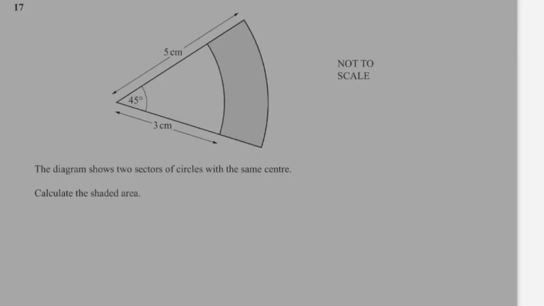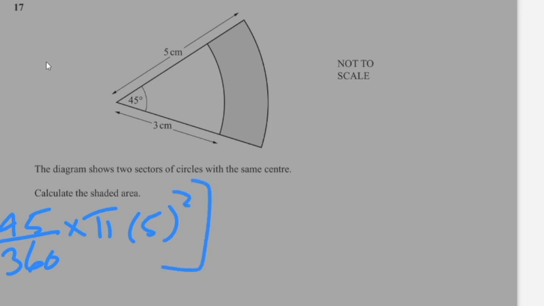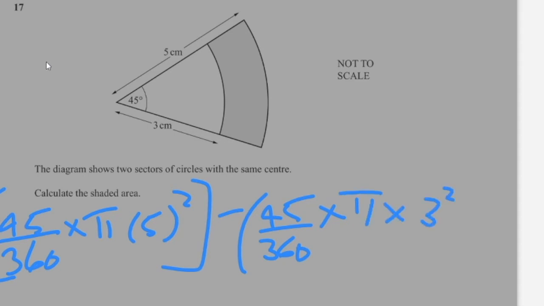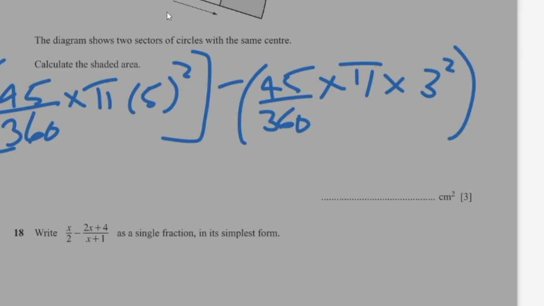17. The diagram shows two sectors of circles with the same center. Calculate the shaded area. So we can calculate the shaded area by subtracting the area of the smaller sector from the area of the larger sector. So we have the larger sector as 45 over 360 into pi r square. So this gives us the area of the larger sector, and from this we're going to be subtracting the smaller sector's area, and that would be 45 over 360 into pi r square. And so we get the final value as 6.28 centimeters square.